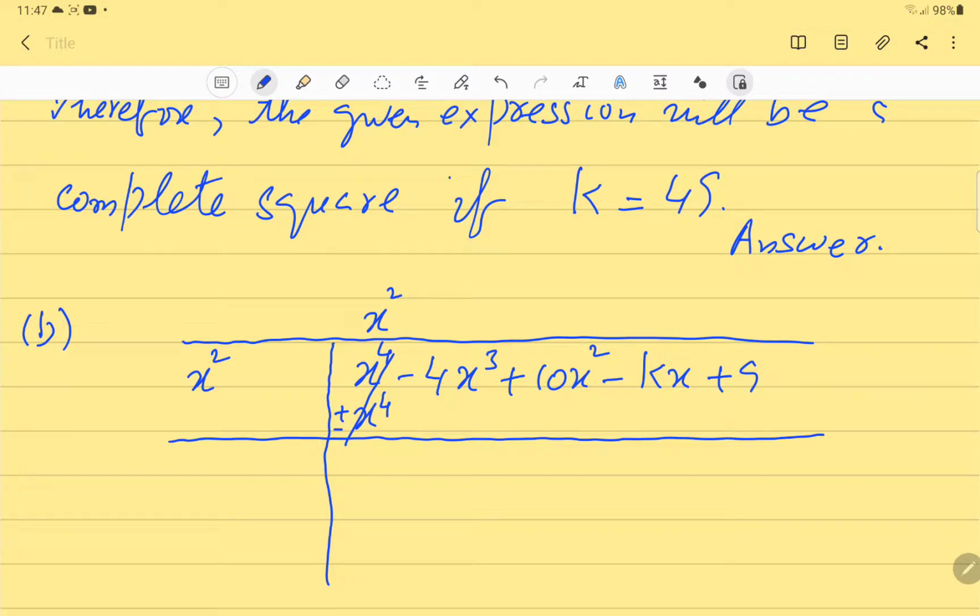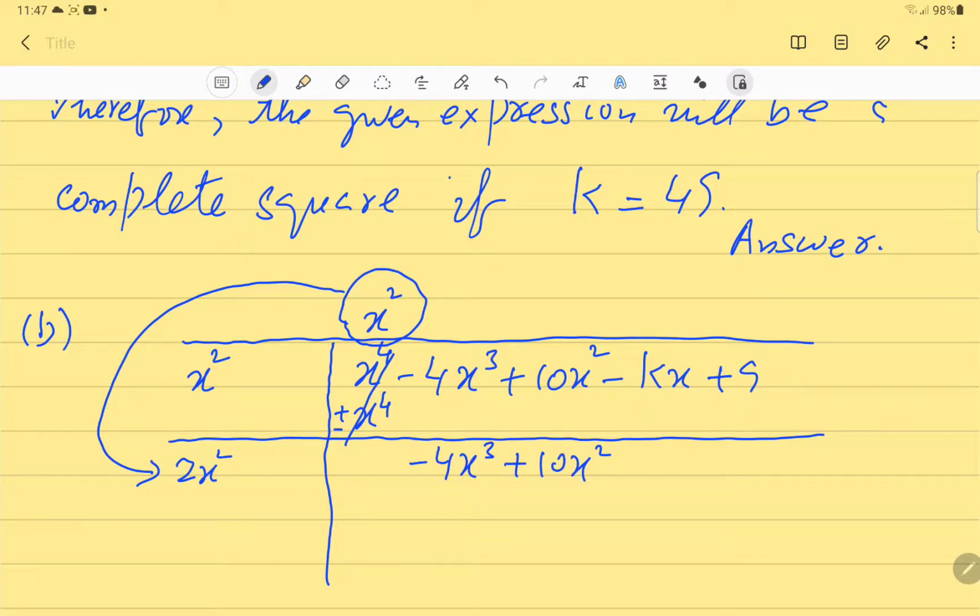Same as the previous question, this term we will multiply by 2 and bring it here. So it will become 2x squared. We will bring down the next two terms here. Now we have to multiply 2x squared with a term which will give us minus 4x cube or some term which is near to this. So we see that if we multiply it with minus 2x, it will give us minus 4x cube.